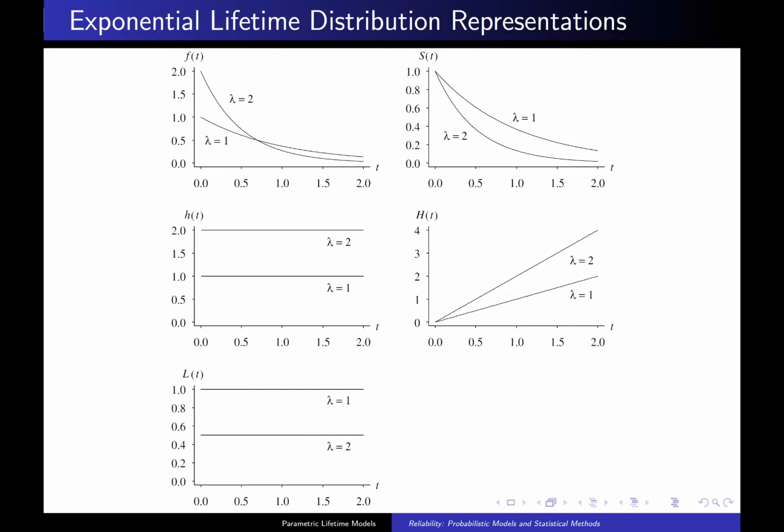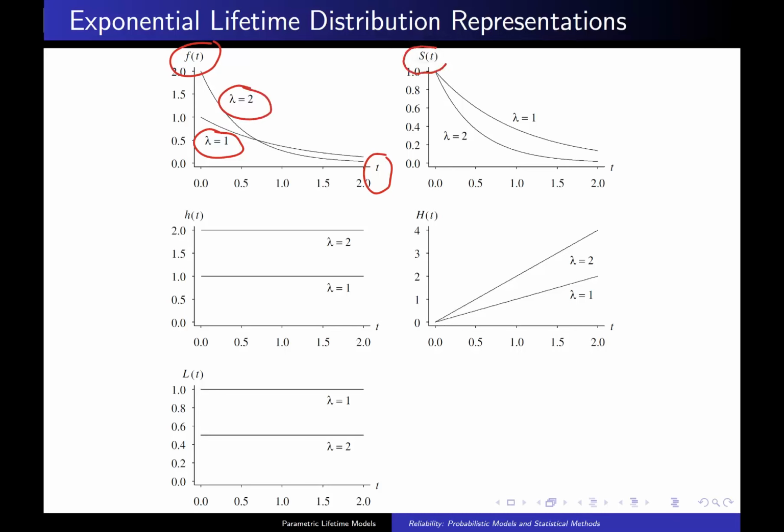Here are pictures of the 5. The first in the upper left here is the probability density function, time of course on the horizontal axis. This is given for a failure rate of 1 and a failure rate of 2.